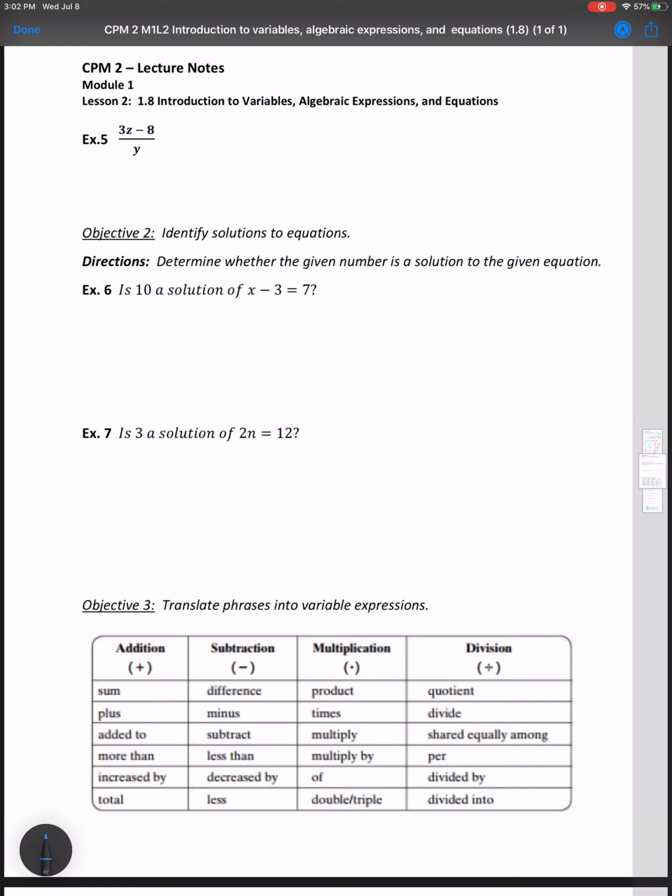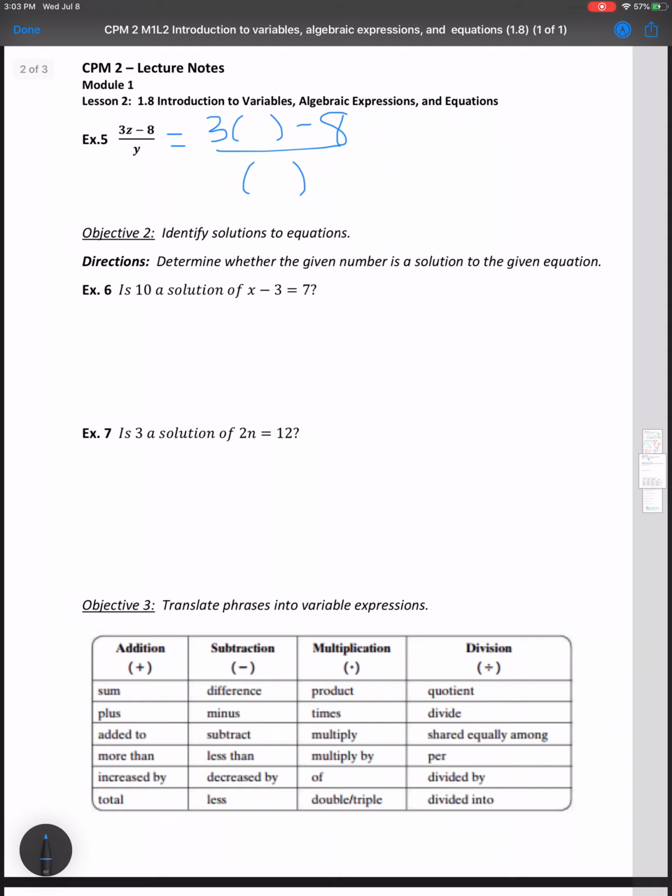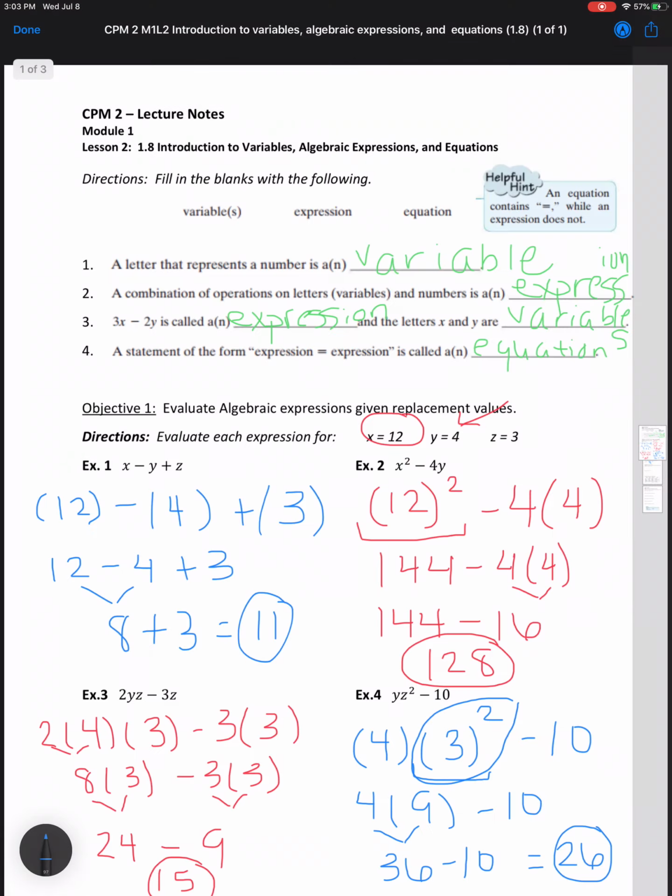We still have one more to go ahead and do, and I don't remember my values. Let me go ahead, and every time I come to a letter, I'm going to put parentheses. And let me go back to the other page. 12, 4, and 3. I hope I plugged in the right numbers. Flip over to the other page if you need to. Make sure Z is 3 and Y is 4.